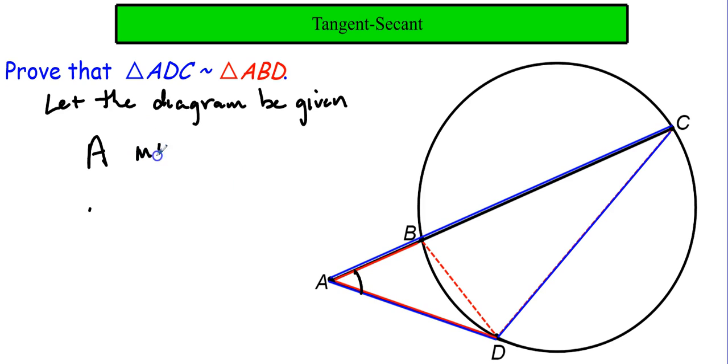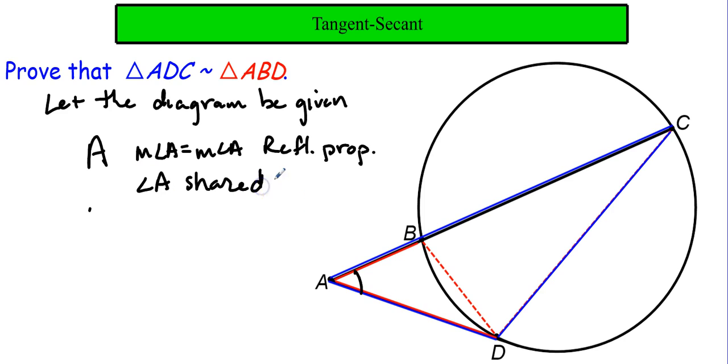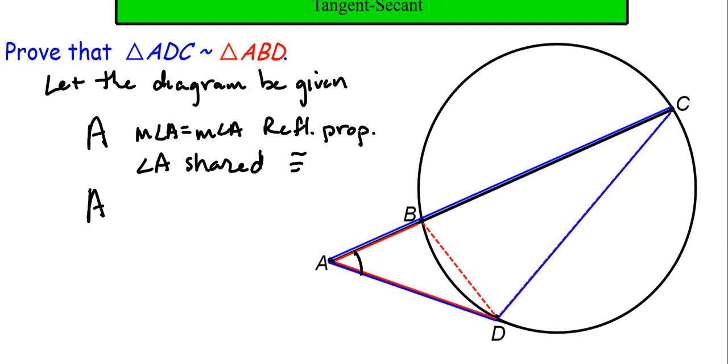So again, two different ways you can do this. Measure of angle A equals measure of angle A by the reflexive property, or a little bit less technical, we can just say that angle A is a shared angle, so it's congruent to itself. The other angle argument is a little bit more obscure, so let's check out what's going on down here.